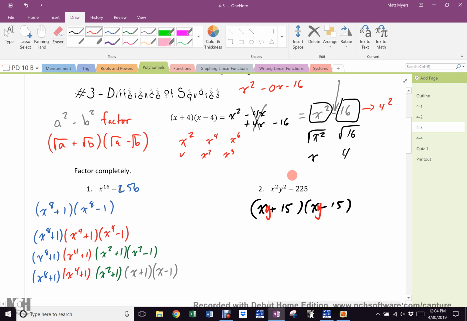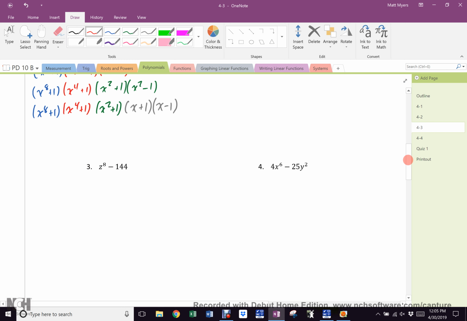Why is it the answer? Mr. Mudge, did I do it right? Did I do it right? Kid, did you? What's xy times xy? X squared, y squared. Right? What's 15 times negative 15? Negative 225. And since one's plus and one's minus, we know the middle term's going to drop out, don't we? Everybody cool? Easy peasy lemon squeezy, right? Okay. What's 3?